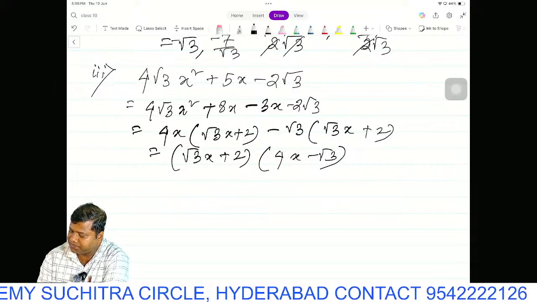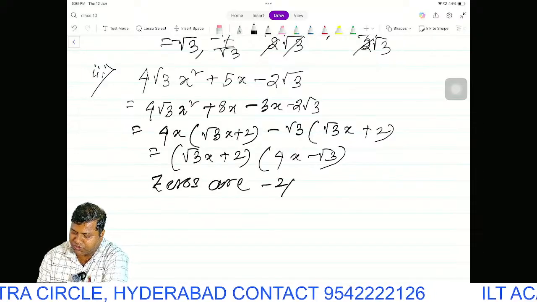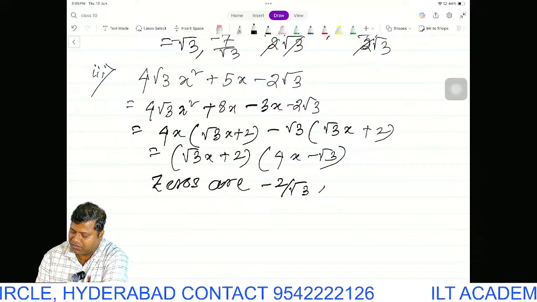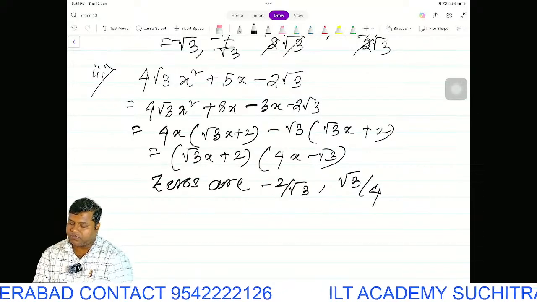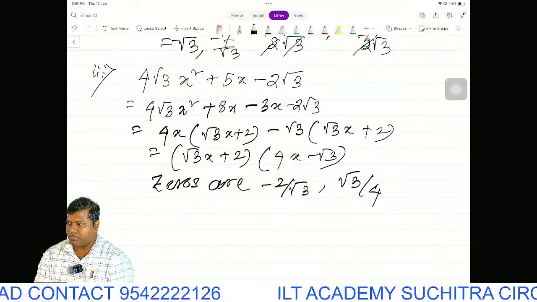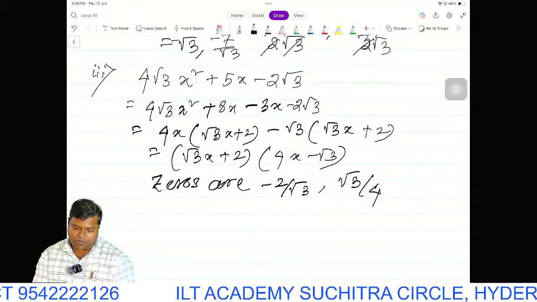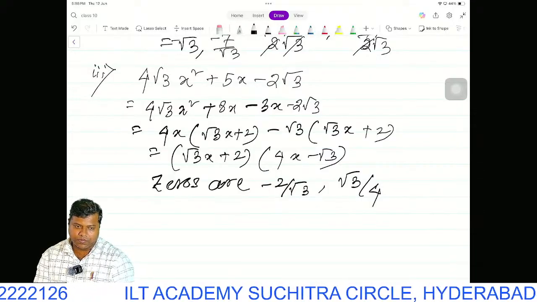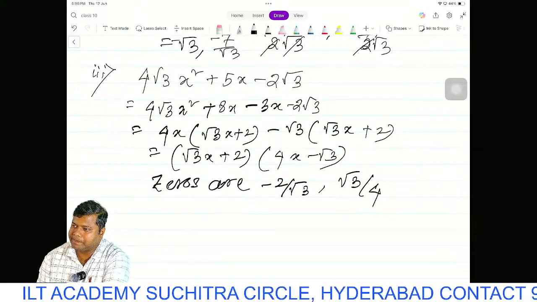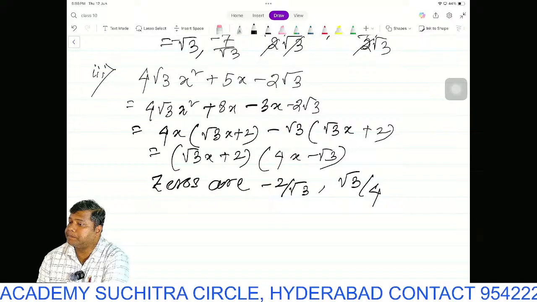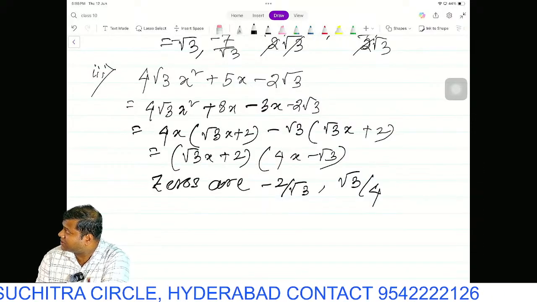So what are the zeros? Minus 2 by root 3. Another one is root 3 by 4. What? 16.